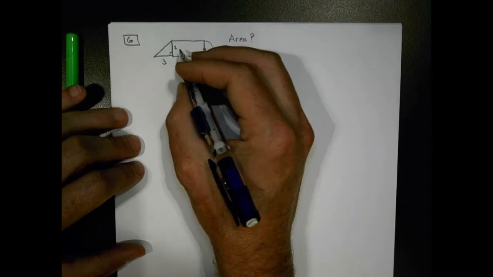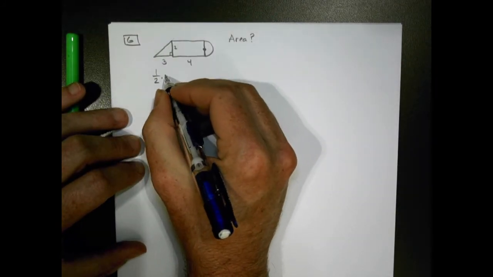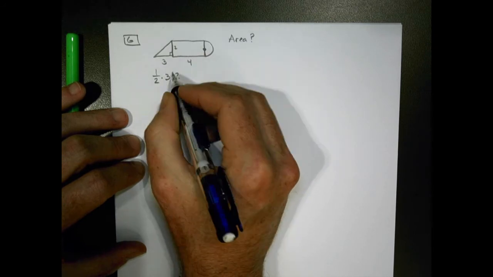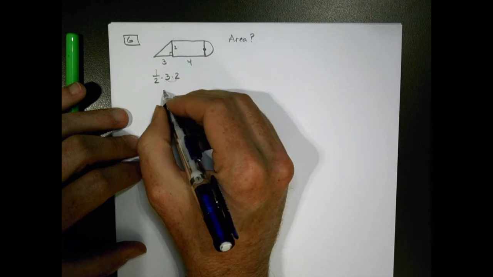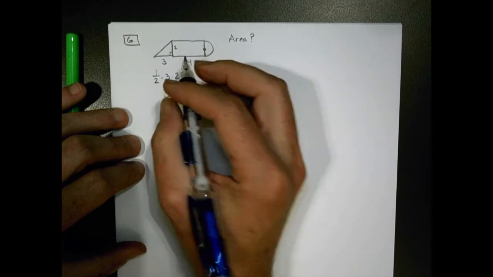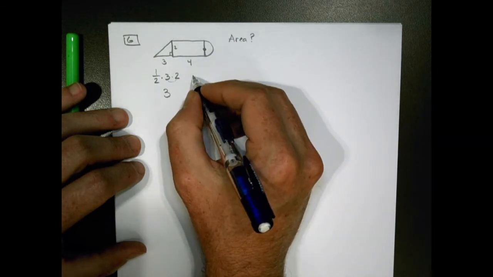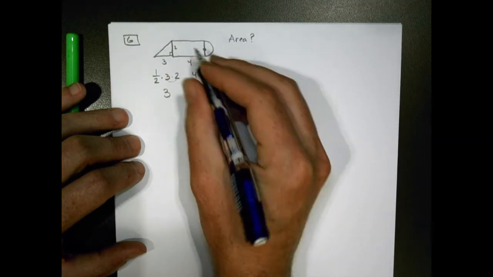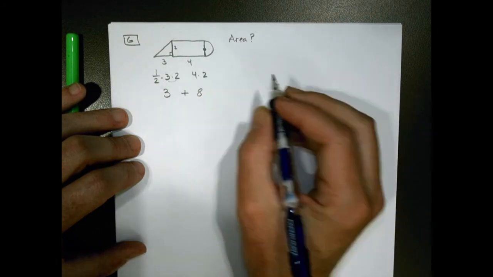Okay, so hopefully you got an answer here. Let's see what we have. First, I'm going to start with a triangle. The triangle is going to be 1/2 of the base times the height. 3 times 2 is 6, and half of 6 is 3. So I know the triangle has an area of 3. For the rectangle, I'm going to do base times height, 4 times 2, and so I have 8. All right, so I know I have those two together so far.